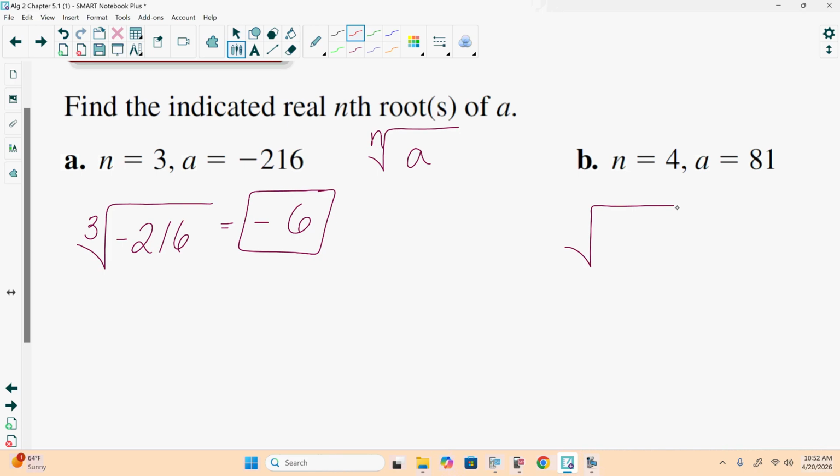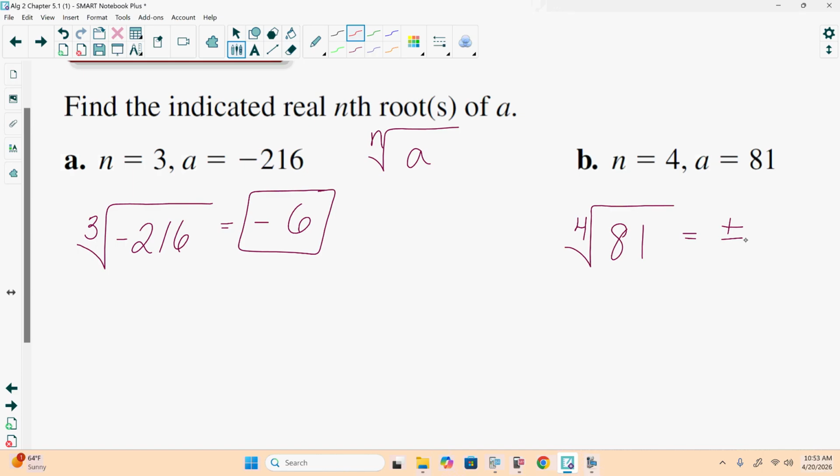B, our n value is 4, and A is 81. Are we applying an even root or an odd root? Even. So we have one of three cases. If A is greater than 0, we have two real roots. If it's equal to 0, we have one real root. And if it's less than 0, we have no real roots. So here is A, the number that we've applied this to, positive, negative, or 0. It's positive. And since it's positive, it's telling us we're going to have two real roots. And we're trying to see here the fourth root of 81, two real roots.